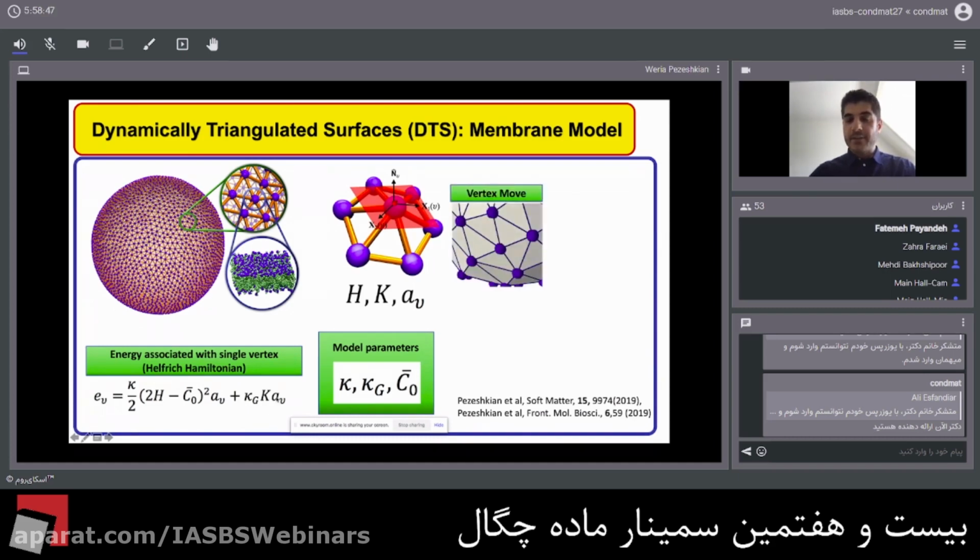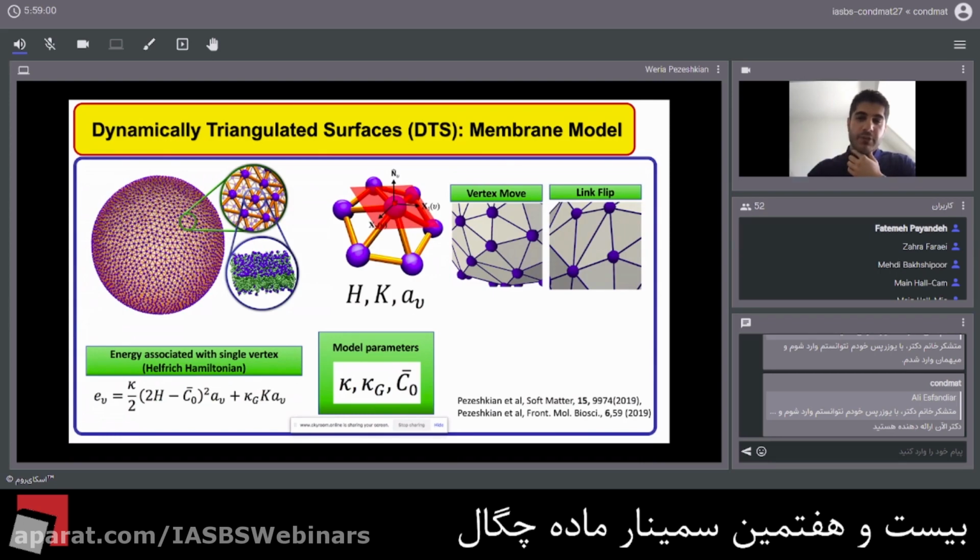And the way the system is updated is through Monte Carlo simulation. Each vertex is moved around, and then you accept or reject the move based on the Metropolis algorithm. And to give dynamics to the system, a link should also flip. So the vertex move and the link flip give a fluid character to this surface. So it's not a static surface. It's not like a paper. It's a fluid surface.